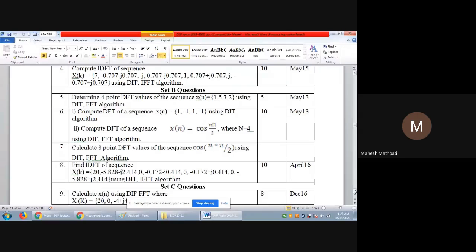Input in natural order and output in bit reversal order. Very good. Okay. So any confusion with others? Any problem here? No, sir.